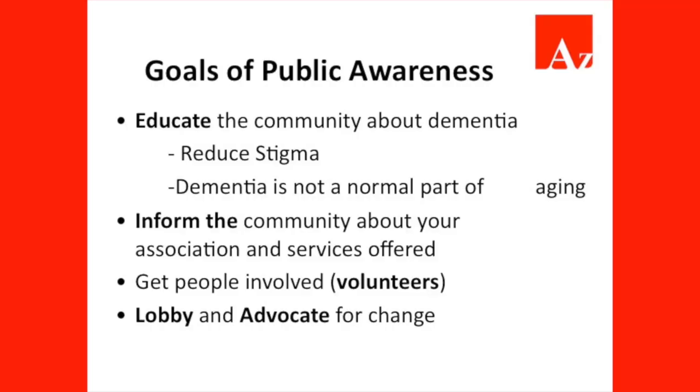So what are the goals of public awareness? Why are we doing all this awareness raising? Of course, we want to educate the community, as you said, to reduce the stigma and make people understand that dementia is not a normal part of aging. We also want to inform the community about our own associations, our own organizations, what we do, and what services we offer.